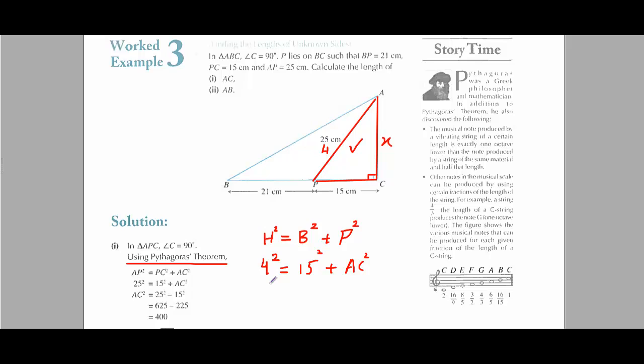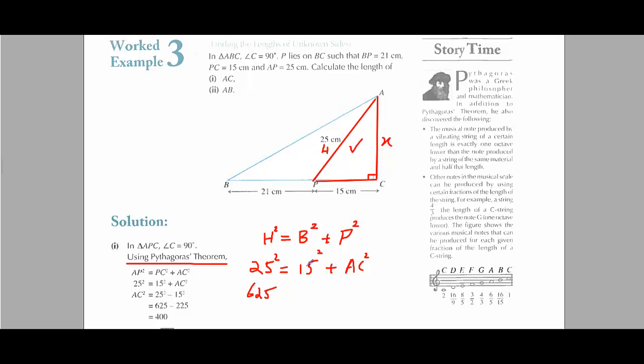So okay, is this 4 square? No, sorry, it is not 4 square. Hypotenuse was 25, so I made a mistake here. Let me erase this. This is 25 square. You did not point it out. So it is 25 square. Okay, hypotenuse is 25 square, and 25 square is 625.